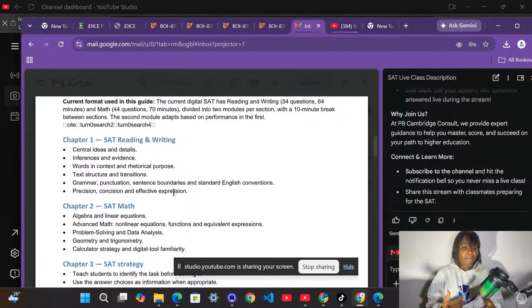You're also going to come across inferences and evidences. Inferences and evidences is where you pick out evidence to a question that is asked. Inference is where you highlight where a question was captured in a passage. Now, you're also going to be tested on words in context and rhetorical purposes. You're going to be asked rhetorical questions and you have to provide the answers.